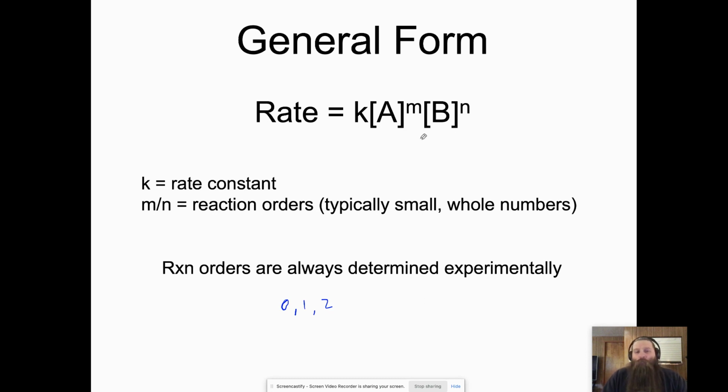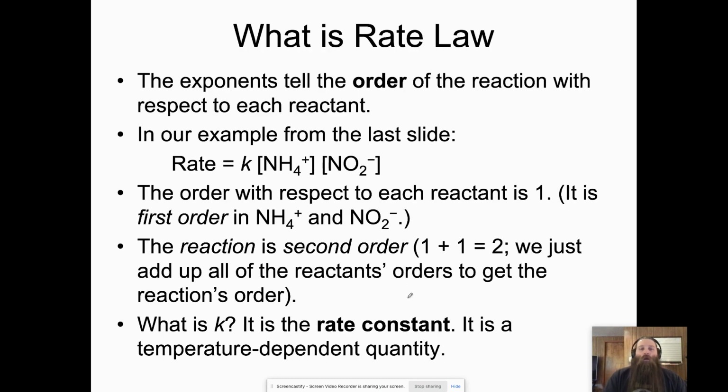And we sum the reaction orders in order to find the overall reaction order for the reaction. I apologize, not overall rate. We'll talk about that more in a second. So the exponents are going to tell the order of the reaction with respect to each reactant. So if we go back to our previous example, in this case, we don't have an exponent, so there is an implied 1 for both of them.